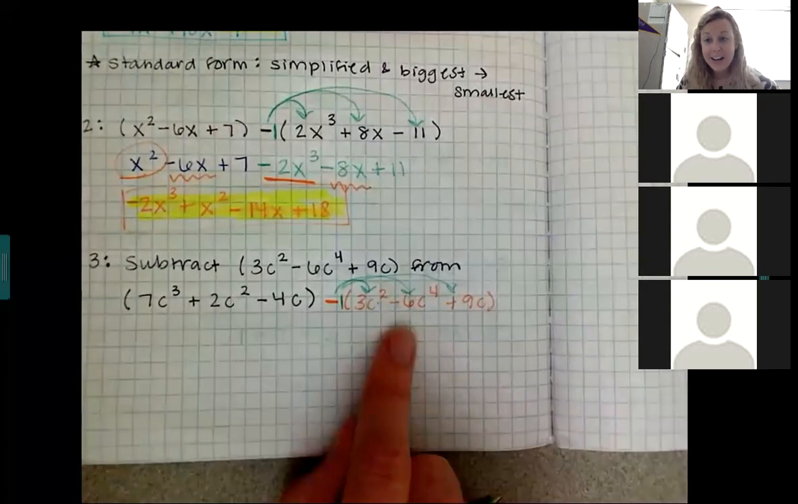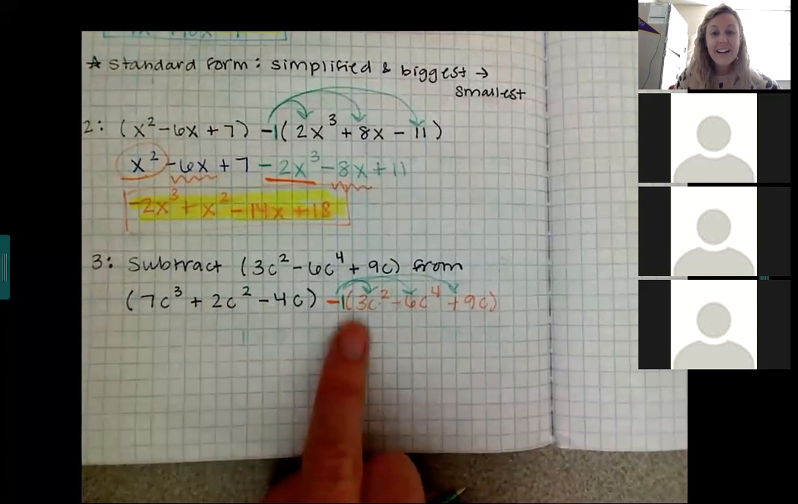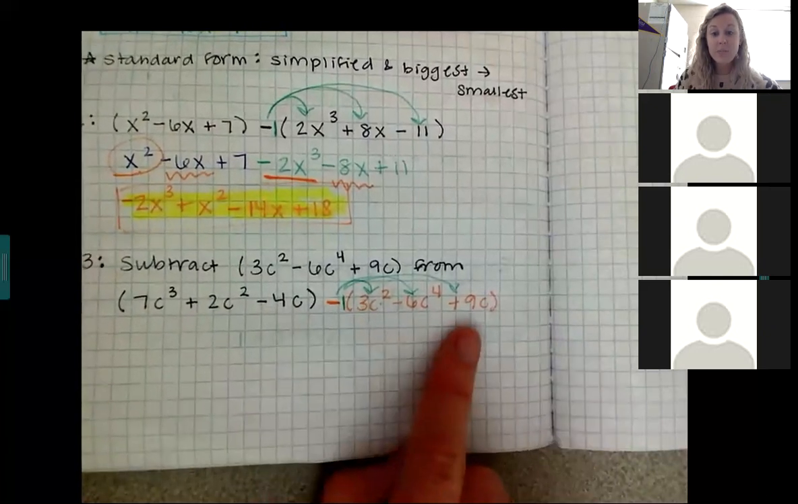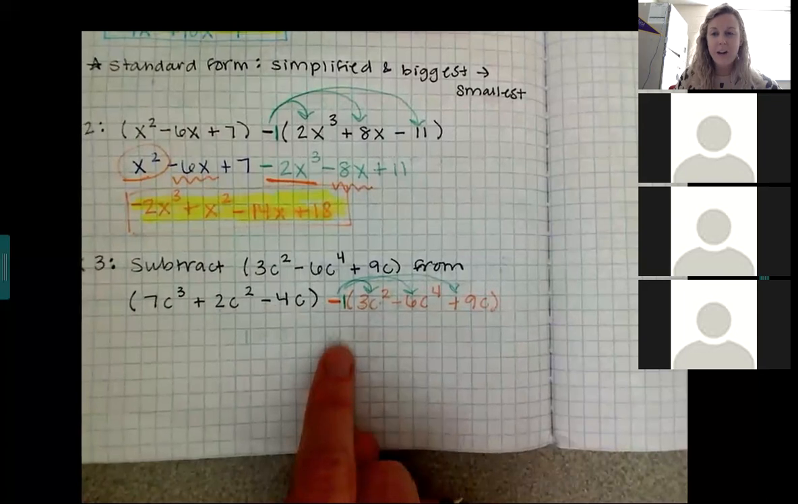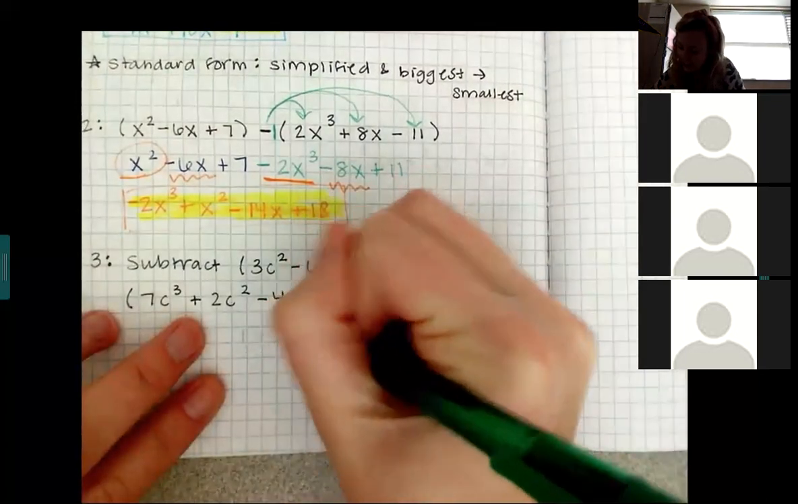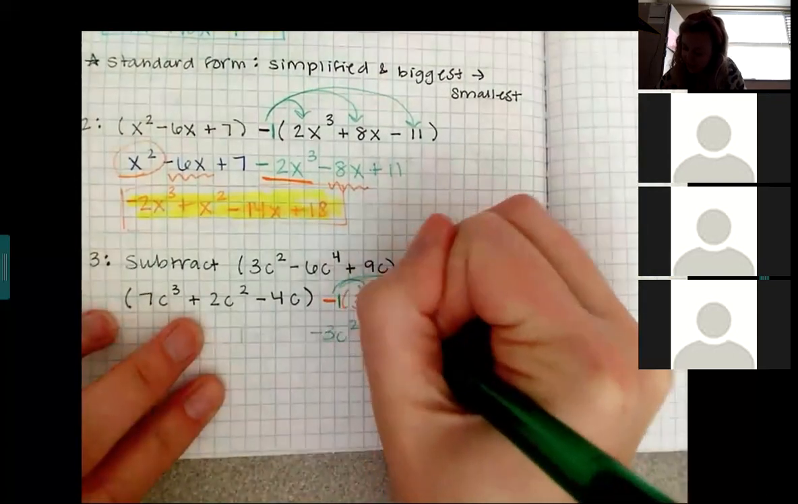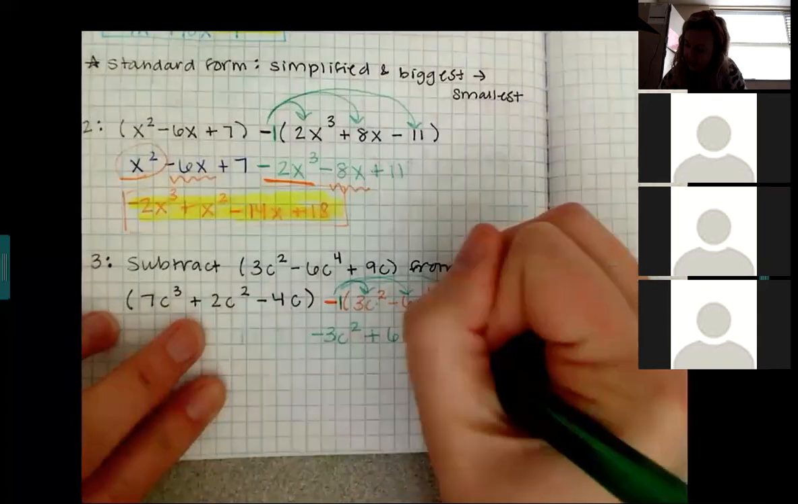Can you see my screen? Yes. I was asking what -1 times... Yeah, I want to know what this expression will be once we distribute -1. It's negative 3c squared, plus 6c to the fourth, minus 9c. Good. There we go. Thank you, Haley.